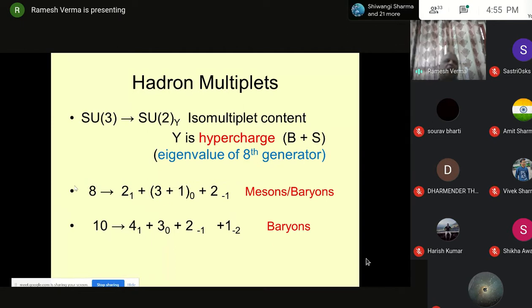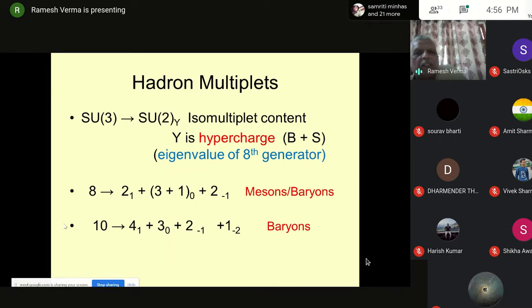If you go with the mathematics, you find not only that we have an octet of mesons and baryons, the group is so accurate and so powerful. This naturally tells you that this octet is not an arbitrary octet. It is composed of four isomultiplets: two doublets, one triplet, and one singlet, carrying different eigenvalues for the hypercharge, 1, 0, minus 1 respectively. And this happens to be the case when we look at octet mesons and octet baryons.